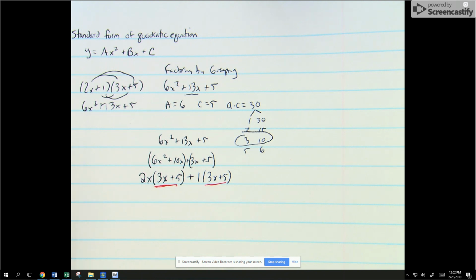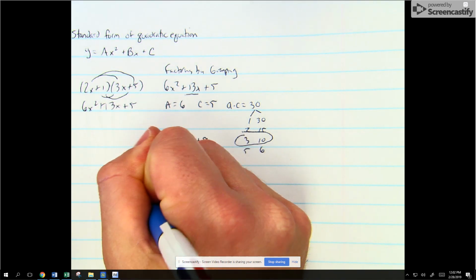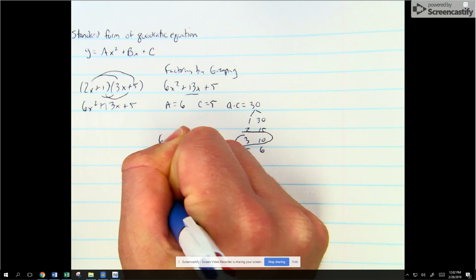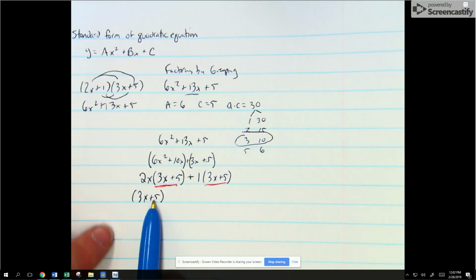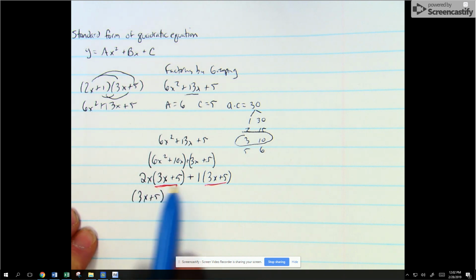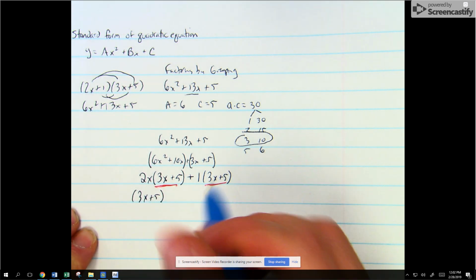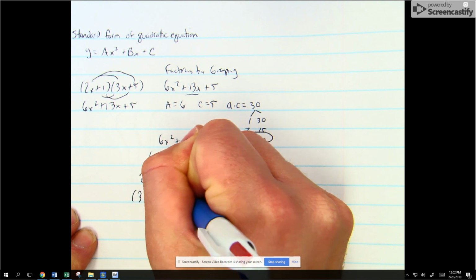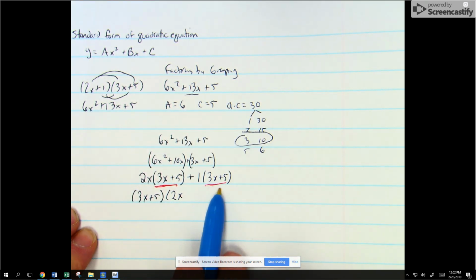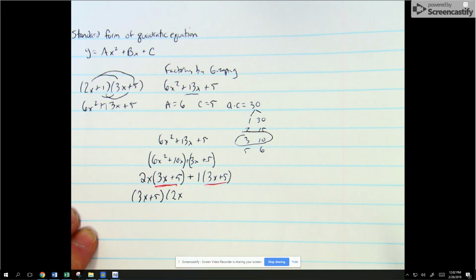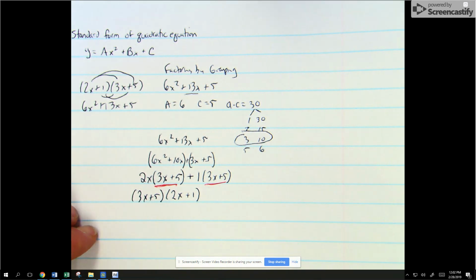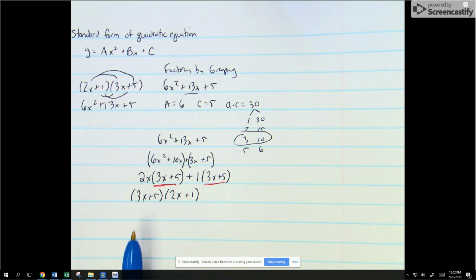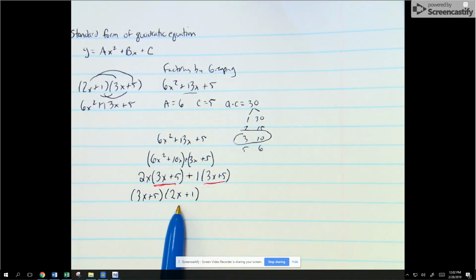Okay. What we're now going to do is factor out that 3x plus 5. When we take away the 3x plus 5, what's left in this first term? Just the 2x. And when I take out the 3x plus 5 from the second term, what's left? The 1. So that winds up being the factored form, 3x plus 5 times 2x plus 1.